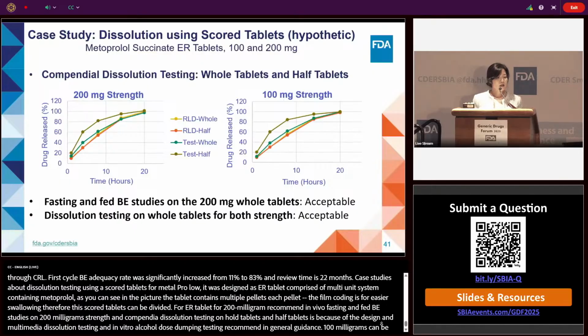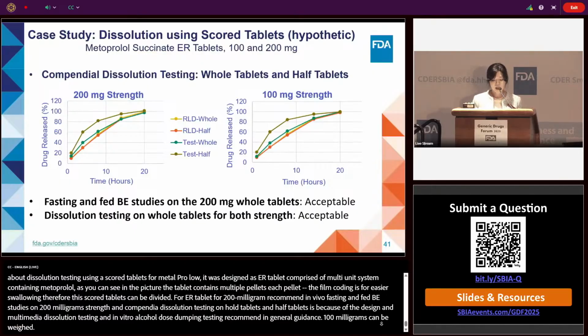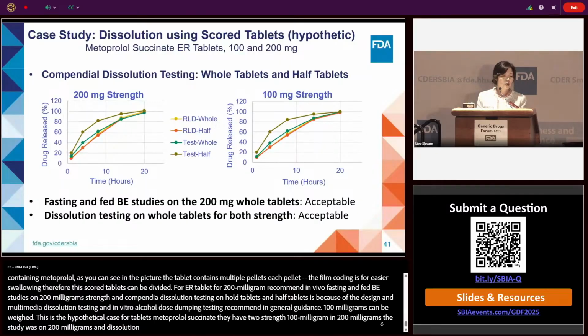This is the hypothetical case for metoprolol succinate ER tablet based on in-house ANDAs. In this hypothetical case, they have two strengths, 100 milligram and 200 milligram. The BE study was conducted on 200 milligram strength on whole tablet and considered acceptable. And dissolution testing, which is alcohol dose dumping and multi-pH media study, were considered for both strengths.